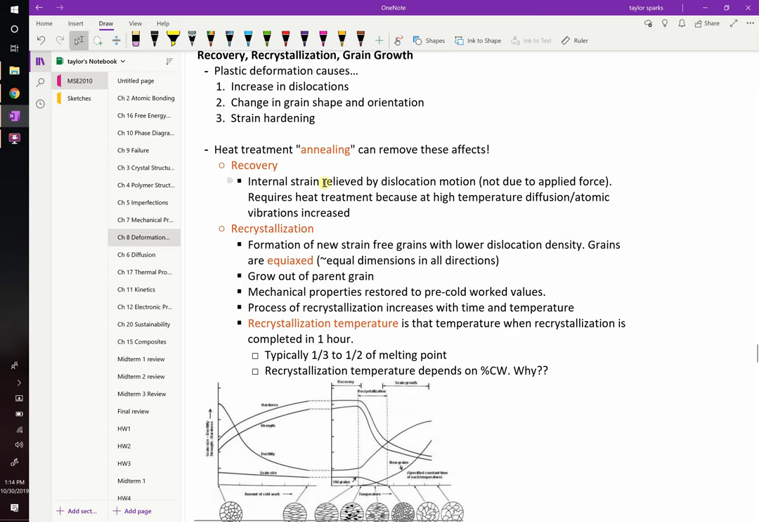Recovery is the internal strain being relieved because you've heated it up enough that your dislocations can start to move and find one another. So if I've got a positive dislocation over here and a negative one over here, they're allowed to line up and annihilate.